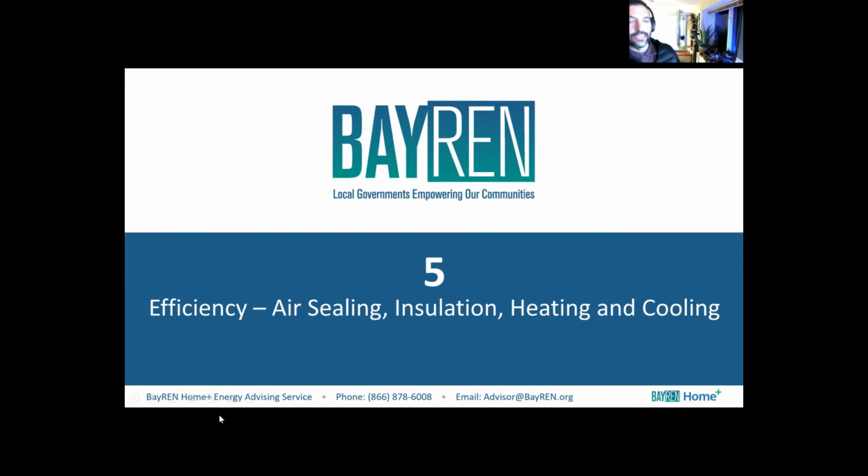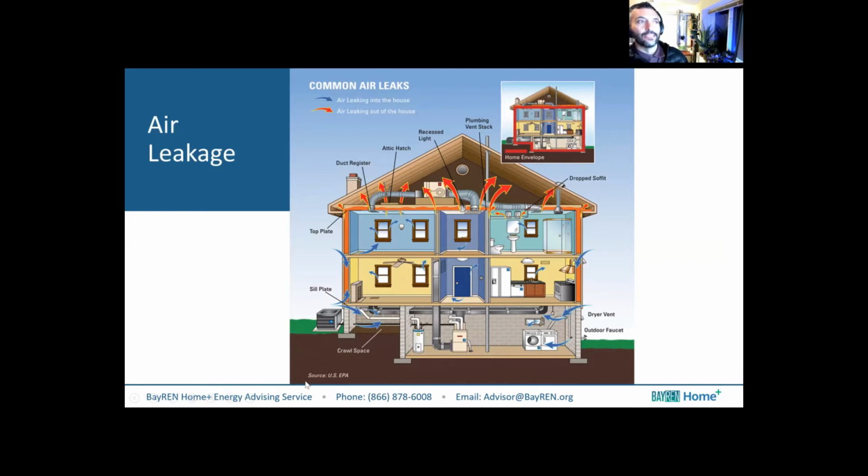Efficiency, air sealing, insulation, heating and cooling. I've gone over a few of these things a little bit. So air sealing, this is the majority of the areas that we look at, the typical 3-story house or 2-story house. Air is rising up and out.